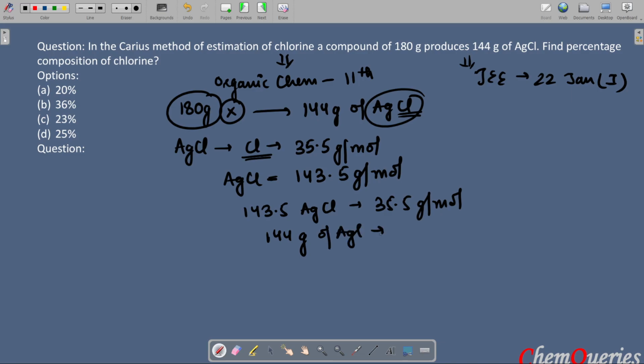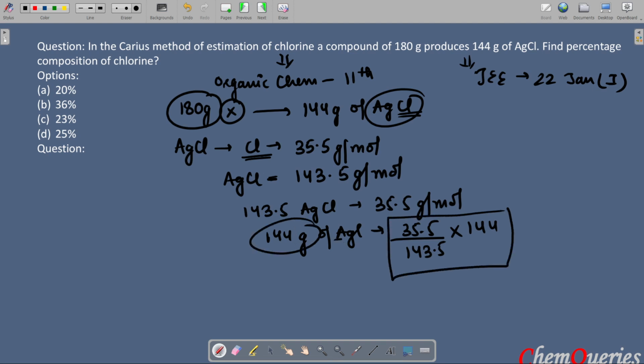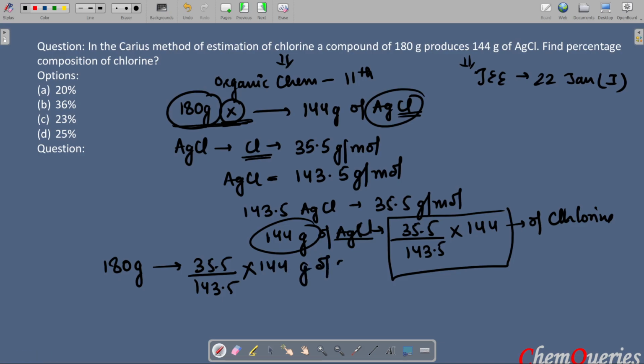So if 143.5 gram of AgCl has 35.5 gram of chlorine, then how much is present in 144 gram of AgCl? It is 35.5 divided by 143.5 into 144. This much amount of chlorine is present in 144 gram of AgCl, and this chlorine is coming from X. This means this much amount of chlorine is also present in 180 gram of X, right? This means 180 gram X has 35.5 divided by 143.5 into 144 gram of chlorine.